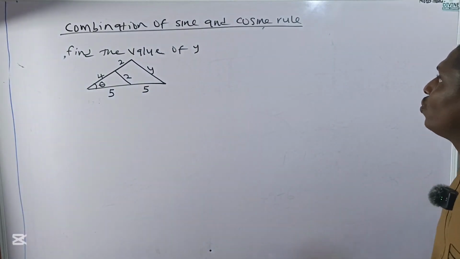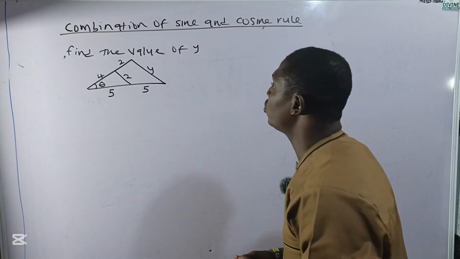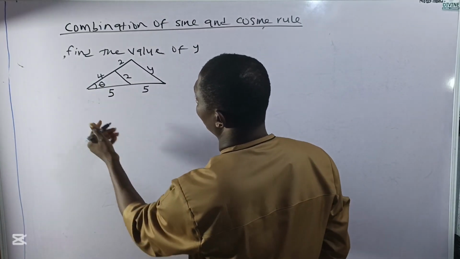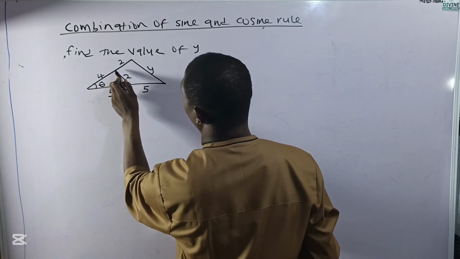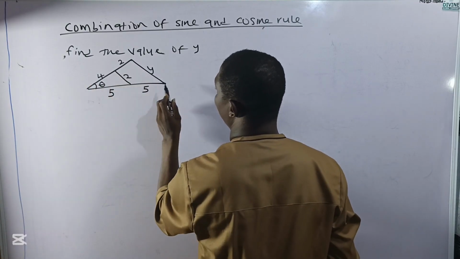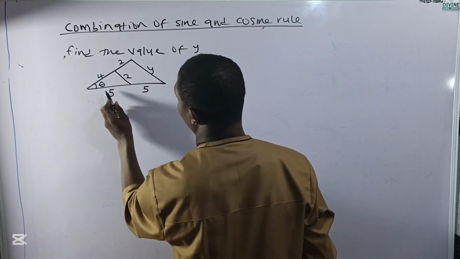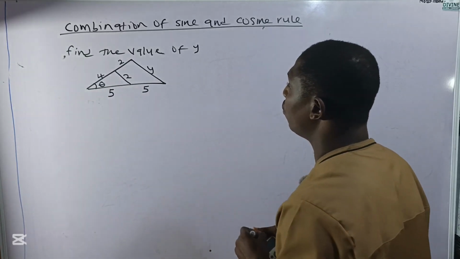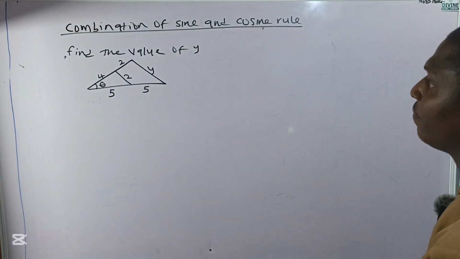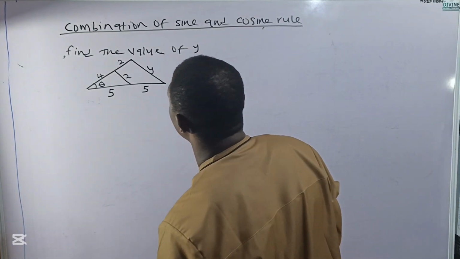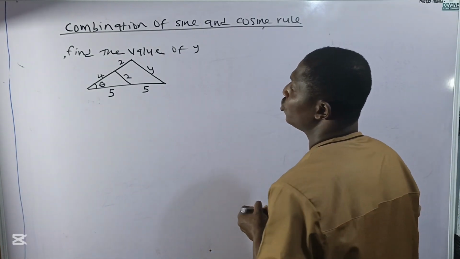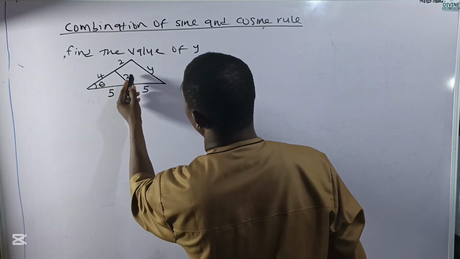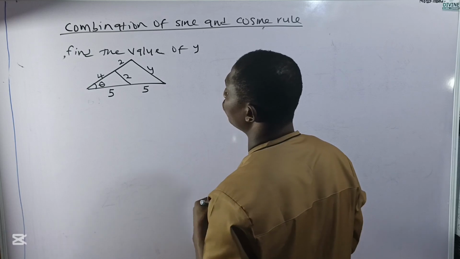So still on the combination of sine and cosine rule, we have this. Let's say we should find the value of y in this figure. That means this side is 4, this is 2, this is y, this is 5, and this is also 5, and this is 2. We have an angle giving us theta. So how do we get y? First, if you observe very well, you see that we have how many triangles here? This is one triangle, and this is another triangle. So we have 2 triangles.